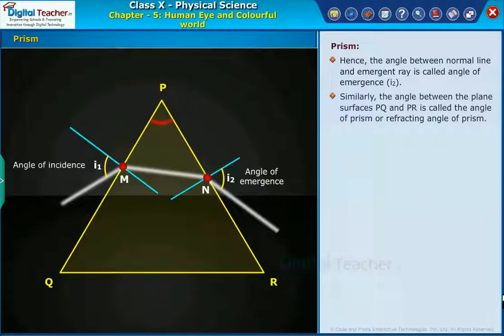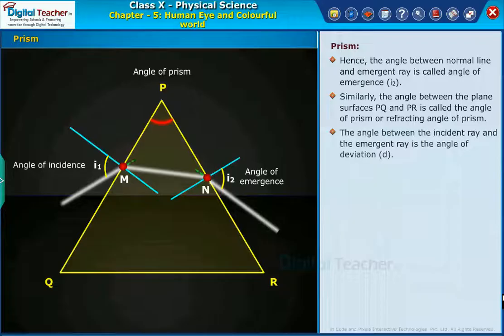Similarly, the angle between the plane surfaces PQ and PR is called the angle of prism or refracting angle of prism. The angle between the incident ray and the emergent ray is the angle of deviation, D. Let us now do an activity to study the refraction of light through a triangular prism.